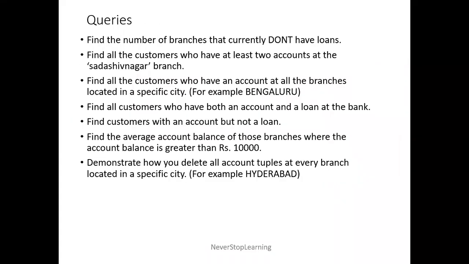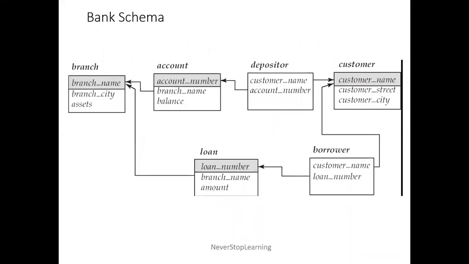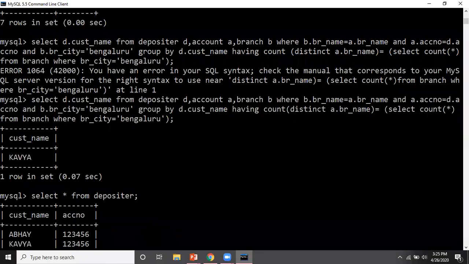The third query is find all the customers who have both an account and a loan at the bank. So now we want to display all those customers who are having account also and loan also. Those people who are having loan, their name we can get from borrower table. If you can see the schema, those customers who are having loan, their detail we are getting from borrower table, and those customers who are having account, their customer name we are getting from depositor table. So this is actually a very simple query.